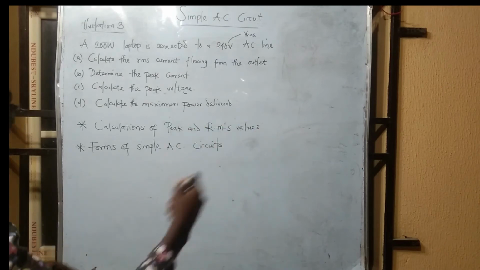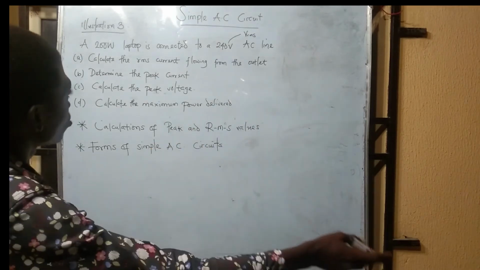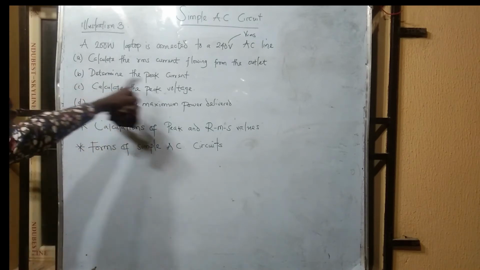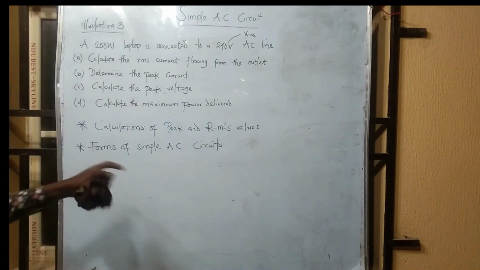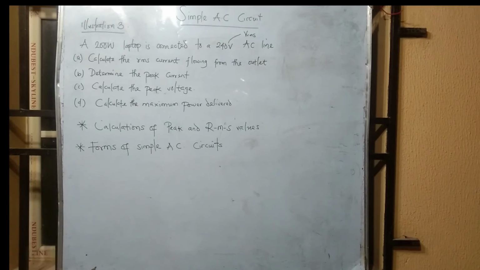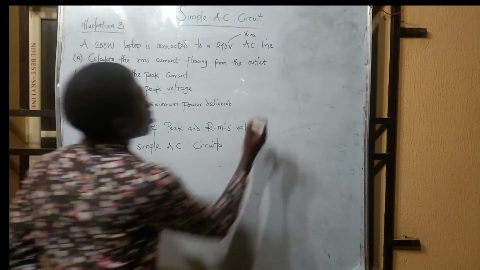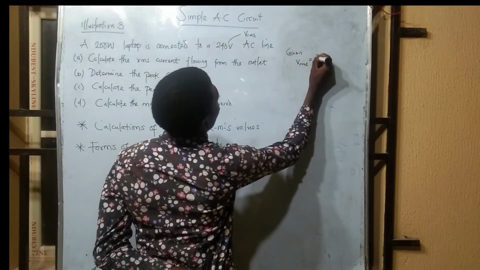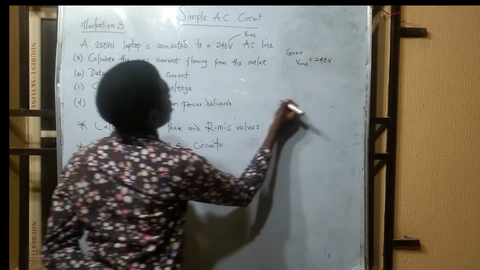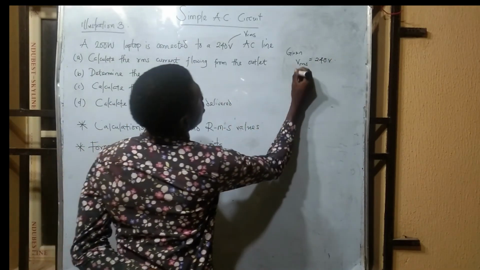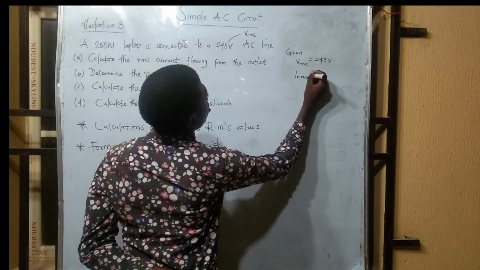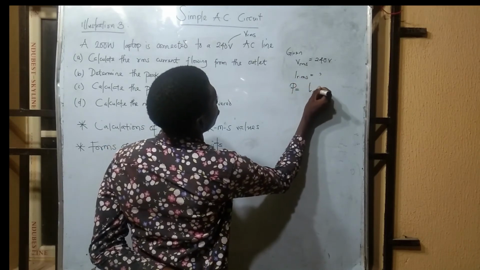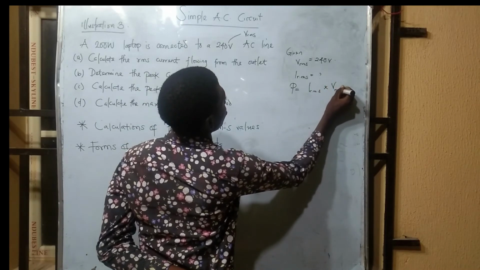We know that the relationship is power equals root mean square current times root mean square voltage. Then we are also asked to look for the peak current, the peak voltage, and the maximum power delivered. So let's start from somewhere. Given that our Vrms is 240 volts, and we are asked to look for the root mean square current, we don't know that, but we know that power equals Irms times Vrms.